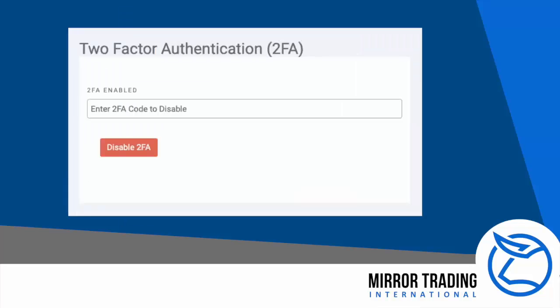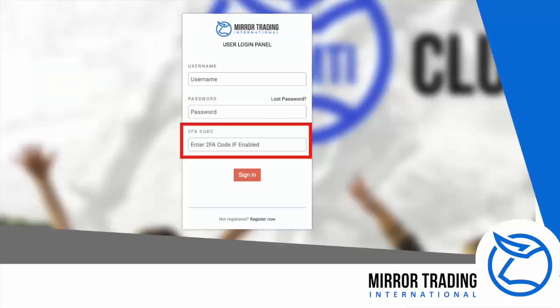When you have enabled the 2FA, a new screen will appear. You can use this screen to disable the 2FA should you wish to in future. The next time you log in, you will need to enter your 2FA code, the one you get from your Google Authenticator app.